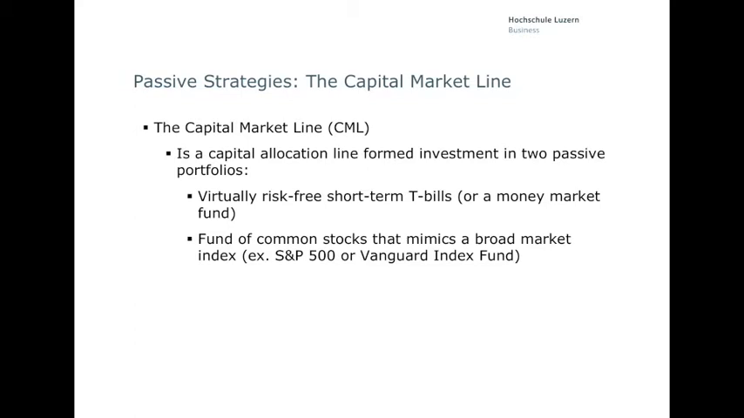Passive strategies in connection with the capital market line. A passive strategy describes a portfolio decision that avoids any direct or indirect security analysis. It involves investments in two passive portfolios: virtually risk-free short-term T-bills, or alternatively a money market fund, and a fund of common stocks that mimics a broad market index. The capital allocation line representing such a strategy is called the capital market line.